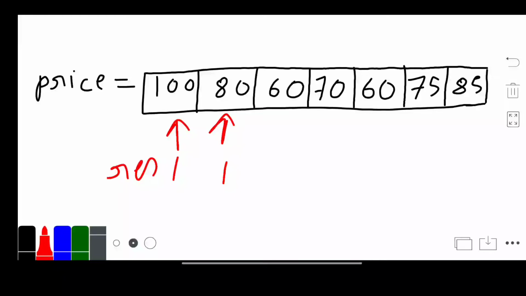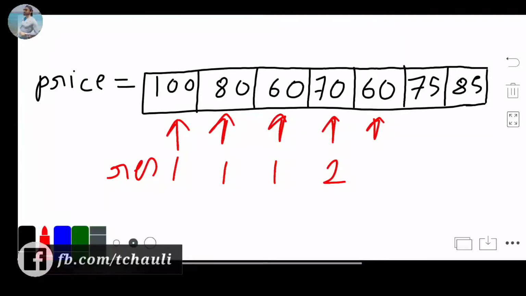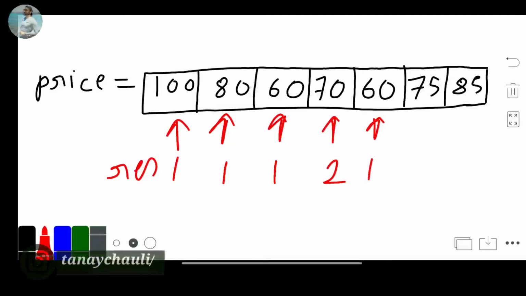That is 80. Now we check, is there any lesser stock price on the left side of 80? No, so 80 itself counts, and we return 1. For 60, it is the same, 60 itself, so 1. For 70, on the left side is there any lesser price? Yes, 60. The lesser price is 60 and the equal price is 70 itself, so we return 2.